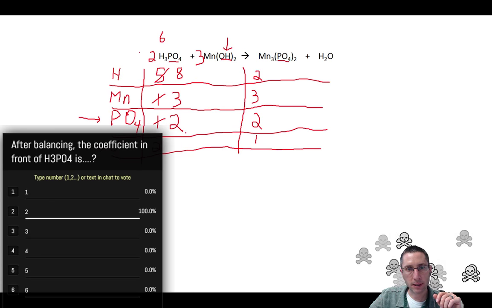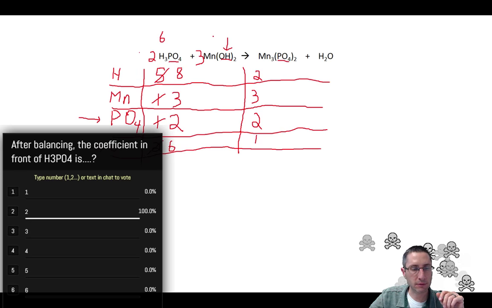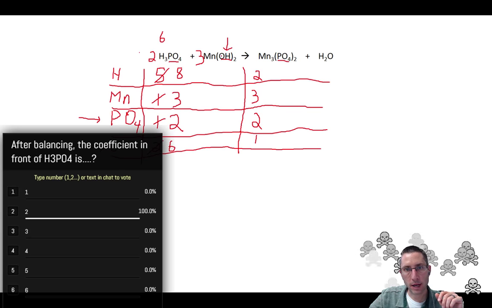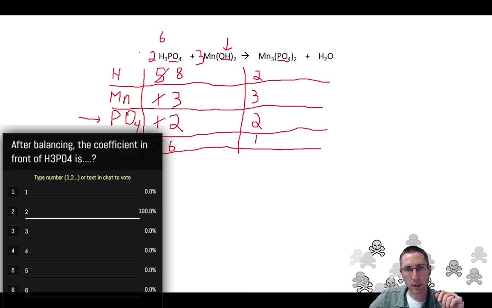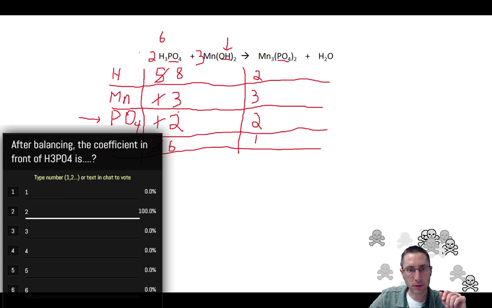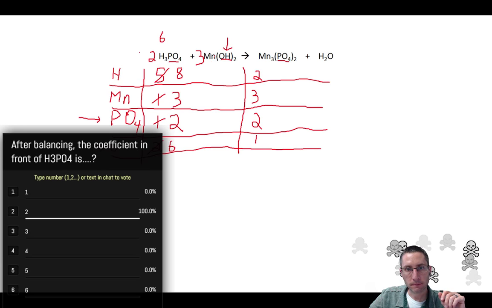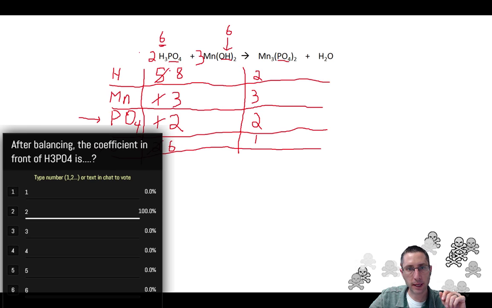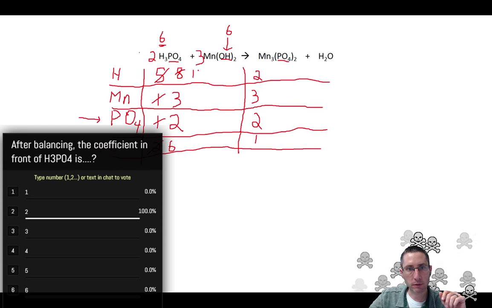Of course, it's affected my oxygens. I now have 6 on the left, my non-phosphate oxygens. 2 OH groups here, but there's 3 of those whole molecules. So 3 times 2 oxygens per molecule is a total of 6 oxygens. And now my hydrogens, there's 6 from this manganese hydroxide, plus there's 6 from this phosphoric acid. So now that's at 12.